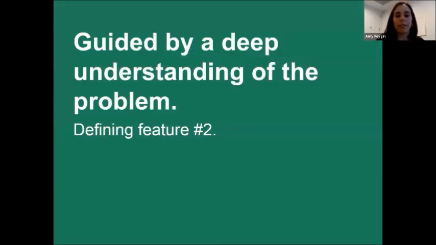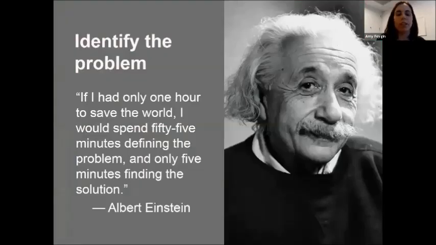The second defining feature of a NIC is that it's guided by a deep understanding of the problem. Albert Einstein famously said, if I only had 1 hour to save the world, I would spend 55 minutes defining the problem and only 5 minutes finding the solution. And indeed, this is the case in NICs: we need to spend a lot of time up front understanding the problem, or we can't find a solution.